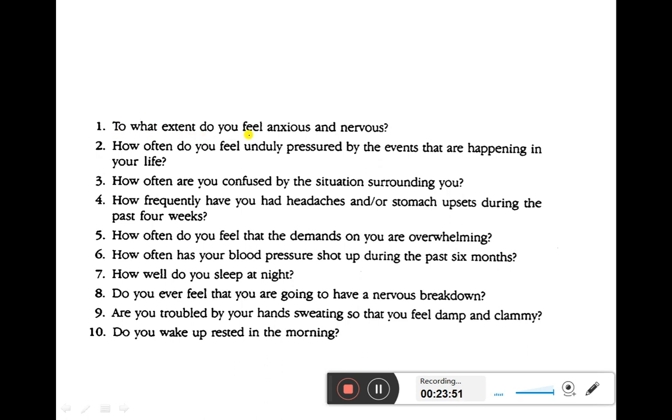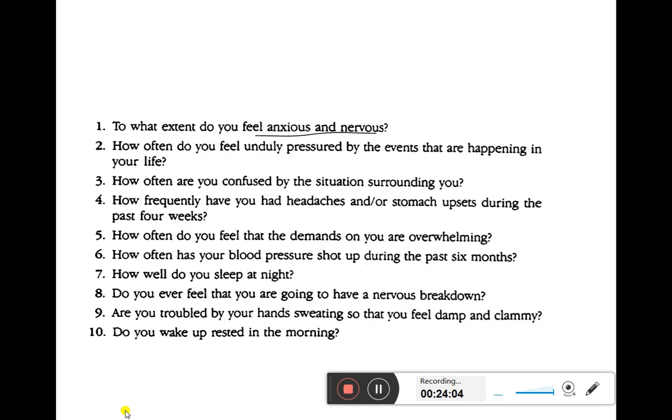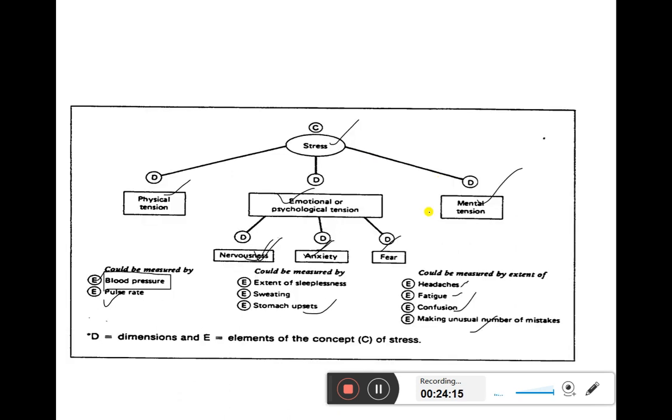To what extent do you feel anxious and nervousness? Now if you notice, anxious and nervousness are two different things. One is nervousness. Anxious means anxiety. Then how often do you feel unduly pressured by the events that are happening in your life? That is the fear, pressure. Is it? Now develop your question.